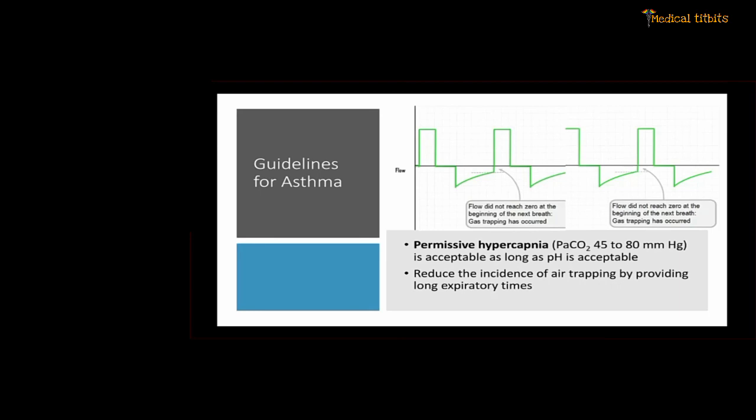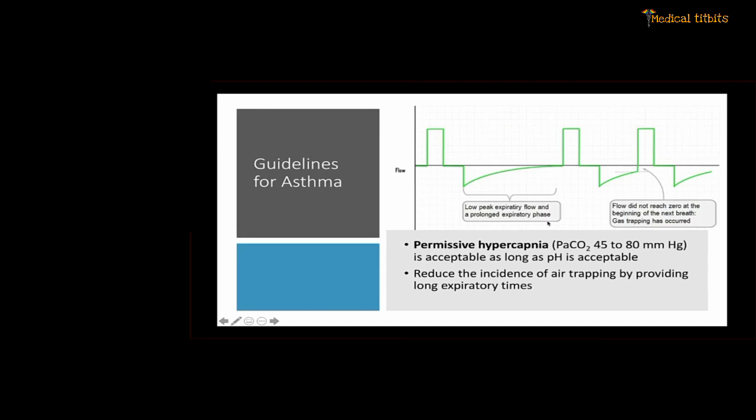So this will cause intrinsic dynamic hyperinflation. So this is something to be avoided if you want to treat it. How to treat it? You can simply allow more exhalation time so that this exhalation flow curve returns to normal. Here the prolonged expiratory phase is the allowance we give so that there will be less air trapping.